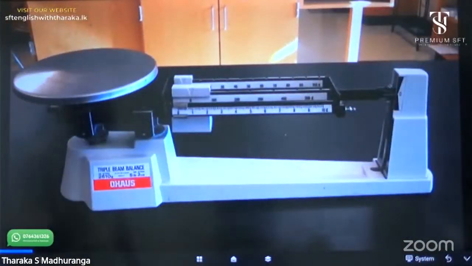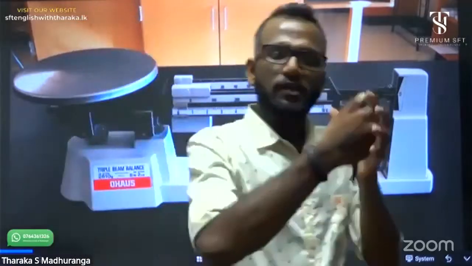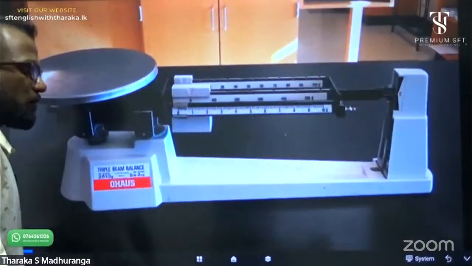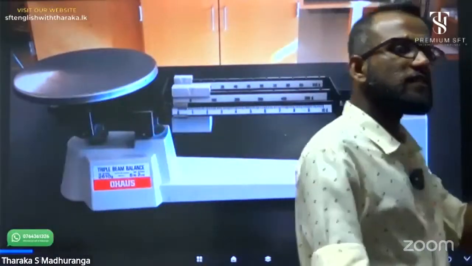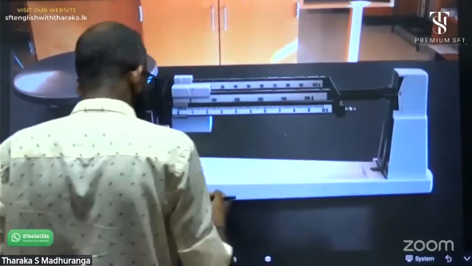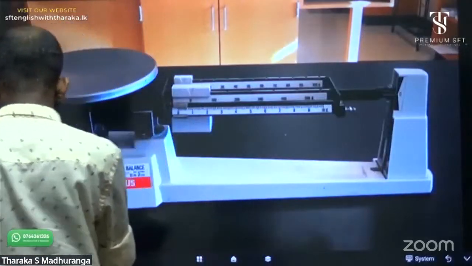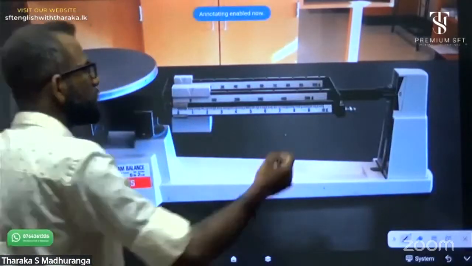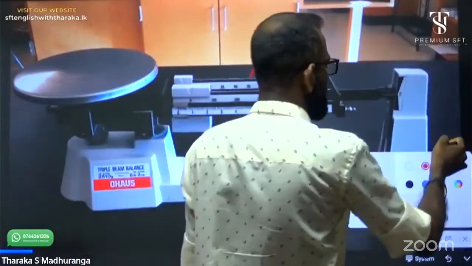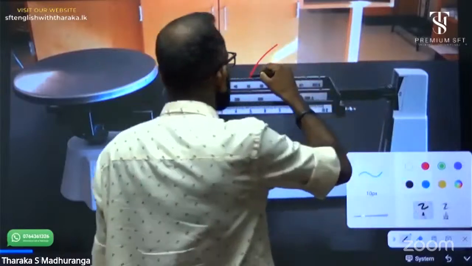Okay. First of all, before moving to the instrument, let's identify the parts of this triple beam balance. Why do we call this instrument a triple beam balance? It has three beams. See, this is the first beam.